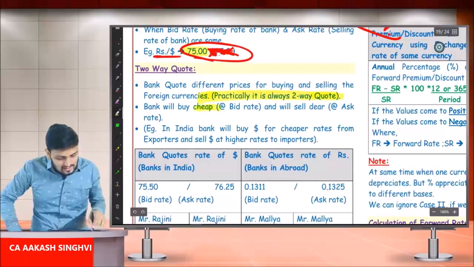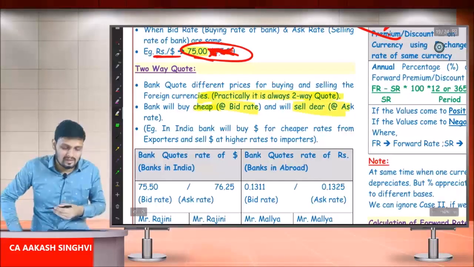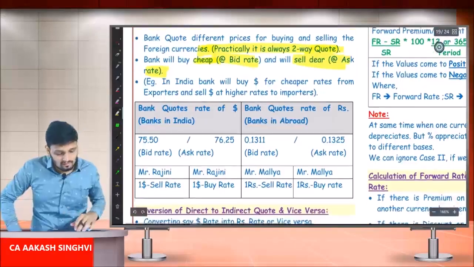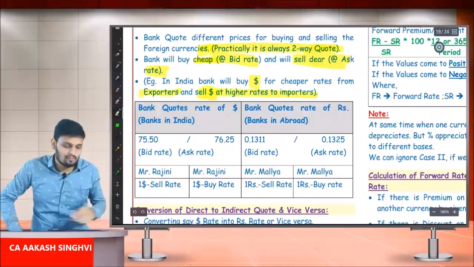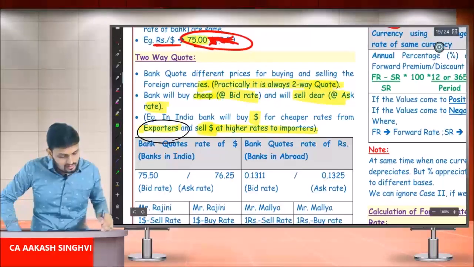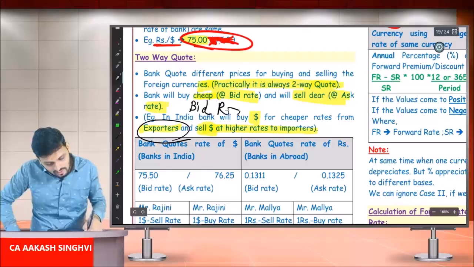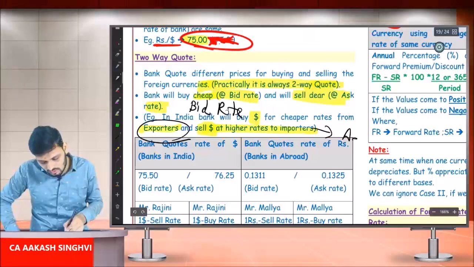The bank will buy cheap at the bid rate and will sell dear, at a higher rate, the ask rate. An Indian bank will buy dollars at a cheap rate from exporters and sell dollars at a high rate to importers. Guys, one more point you have to remember here: for exporters, the bank will always quote the bid rate, and for importers, the bank will always quote the ask rate.